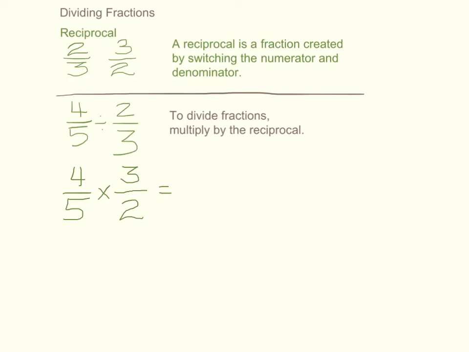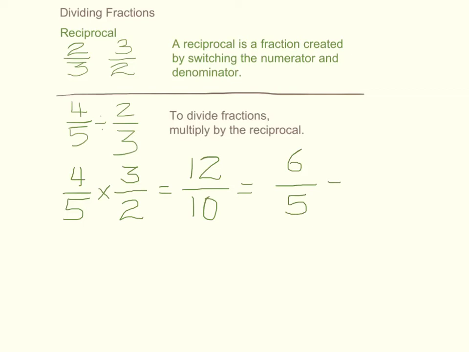After that, the rules for multiplying still apply. So we multiply the numerators, 4 times 3 to get 12. And we multiply the denominators, 5 times 2 will give us 10. And we'll have our answer as 12/10. And while that's a correct answer, it's not in simplest terms yet, so we need to simplify this further. You can see that both can be divided by 2. We can have 6/5.